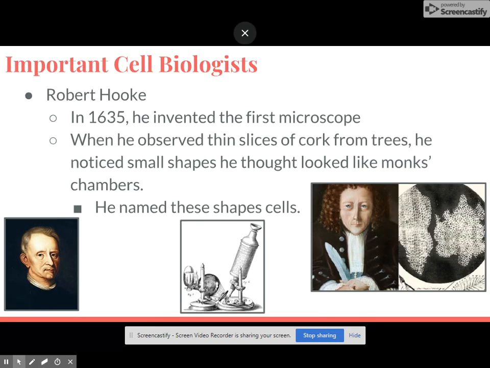Okay, before we get into the cell theory parts, we're going to first talk about the important biologists that came up with the processes leading up to the development of the cell theory. Robert Hooke is the most important one in the beginning. In 1635, he invented the first microscope. He actually observed thin slices of cork from trees, and he noticed that small shapes he thought looked like monks' chambers. He called them cells, so that's why we call the smallest living parts of our body cells.